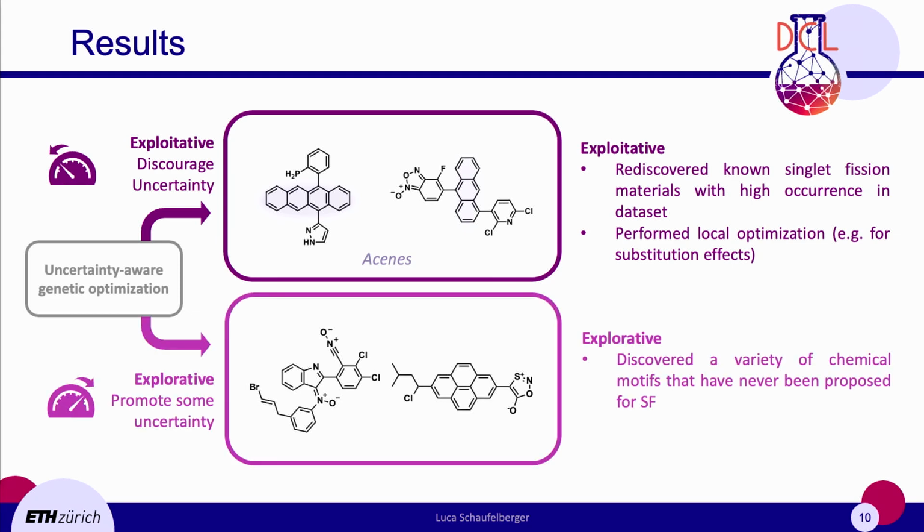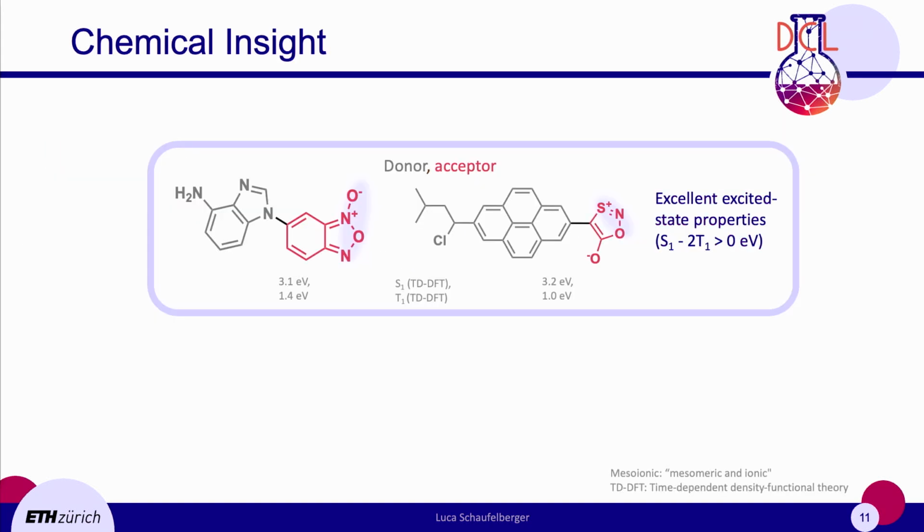On the other hand, when we move to the explorative setting where we promote some level of machine learning uncertainty, we discover a variety of chemical motifs that have never been looked at for singlet fission, but show very promising properties. And this is what I want to focus on for the next slide, where we discuss what chemical insight we can get from these candidates.